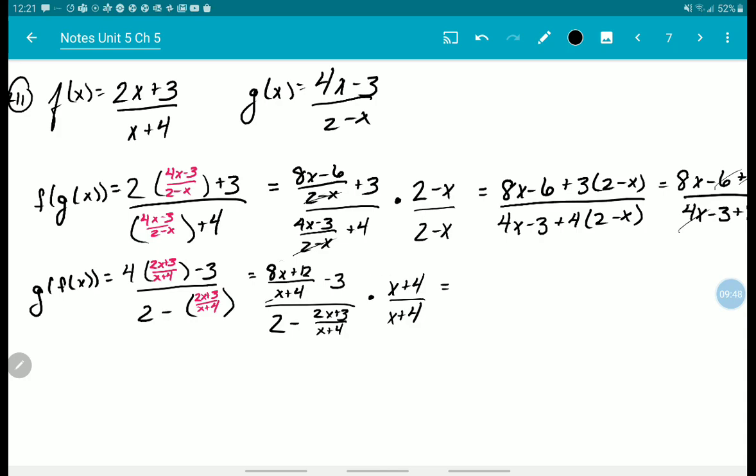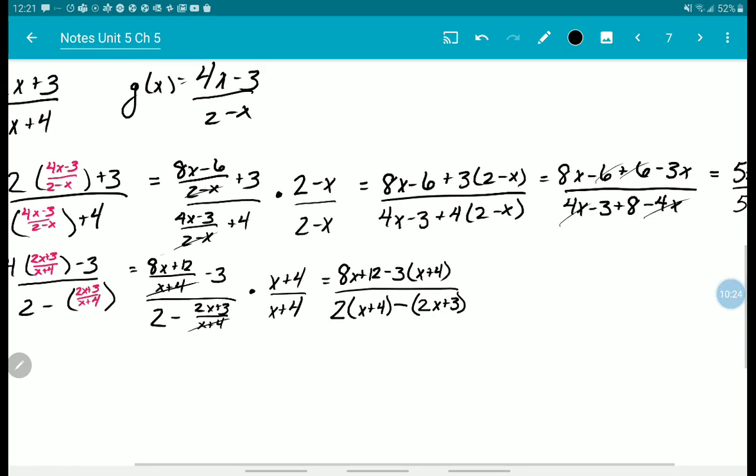Multiplying this fraction by that will cancel that denominator. So we have 8x plus 12 here. And then when we distribute this to that negative 3, it's going to be negative 3 times x plus 4. When we distribute this x plus 4 to that 2, it's going to be 2 times x plus 4. And then we have that minus. And then when I distribute this to this, it's going to cancel that denominator. That minus is going to have to go through that numerator that's left over. So I'm going to put that in parentheses. Be very careful on that. So let's distribute.